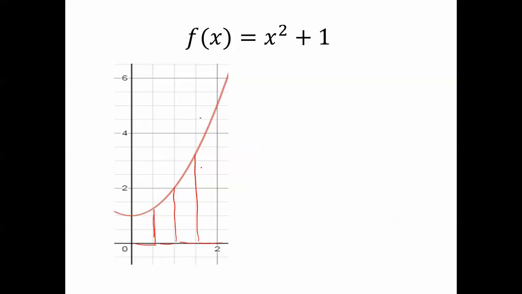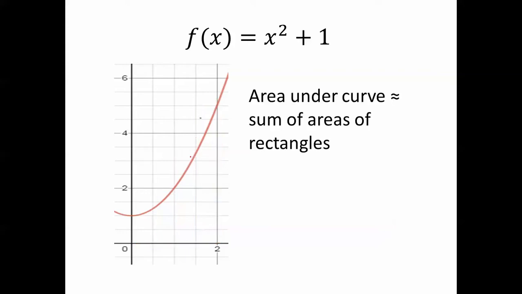We're going to draw lines from the x-axis to the curve, and then use the right endpoint of each interval to construct a rectangle like this. So we end up with these 4 rectangles. Now the area under the curve is approximately equal to the sum of the areas of the rectangles. So let's go ahead and calculate the areas of these rectangles.